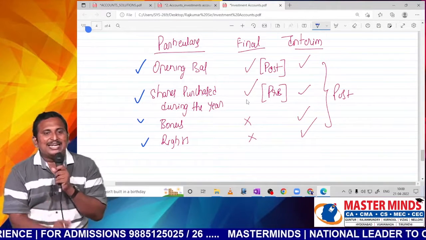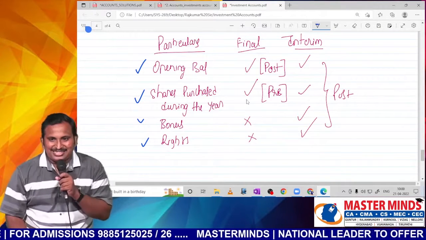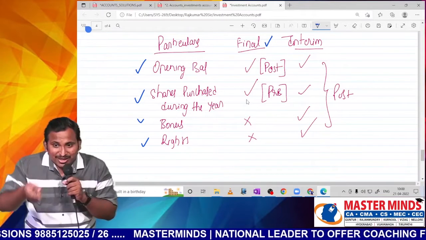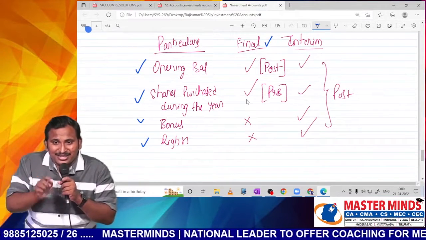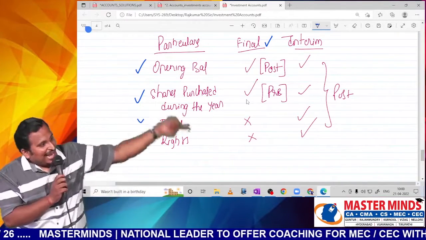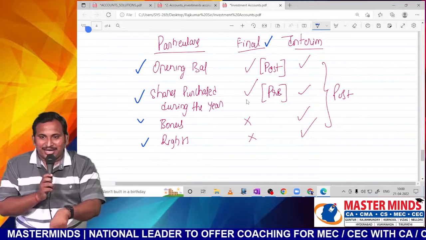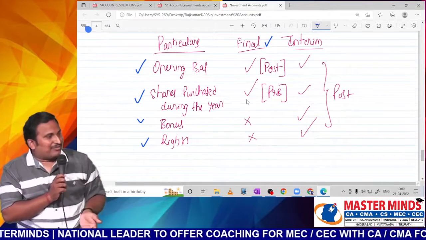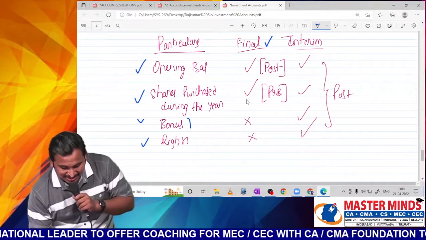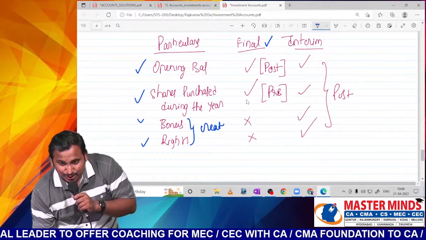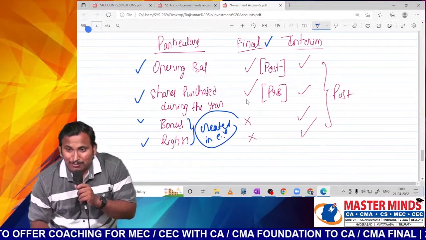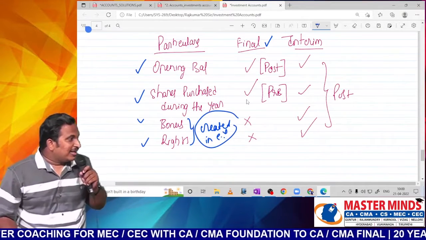Sir, if final dividend is given, are bonus and rights eligible? Because dividend is given during the year. If dividend is given during the year, this dividend is related to which year? Last year. Because I am telling final dividend. Dividend for the last year only will get declared and paid in the current year. So in the current year, if dividend is paid, it relates to the last year. Bonus shares and rights shares are created during the current year. If they are created in the current year, how can you pay last year's dividend? So they are not eligible.